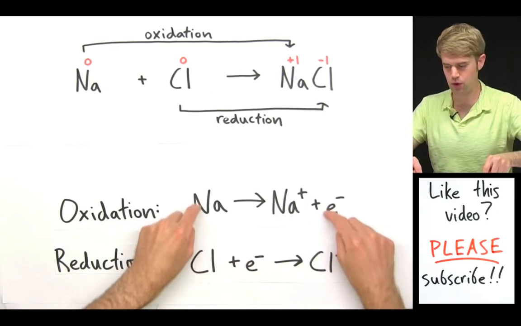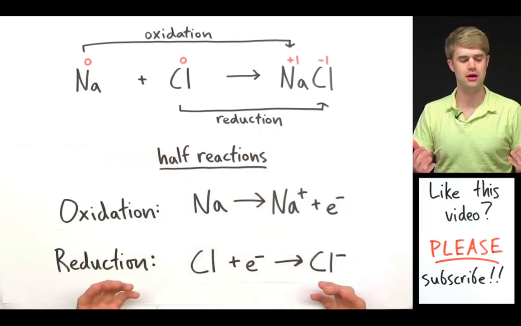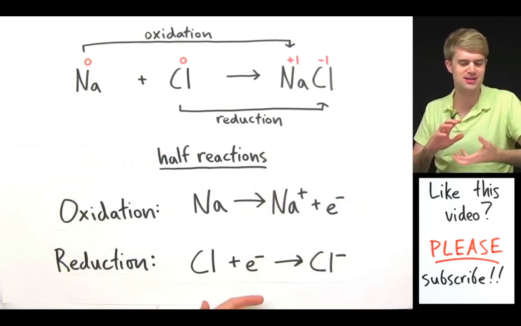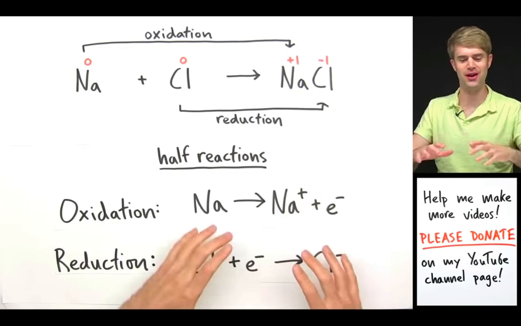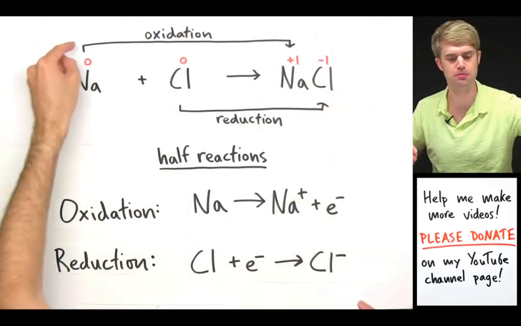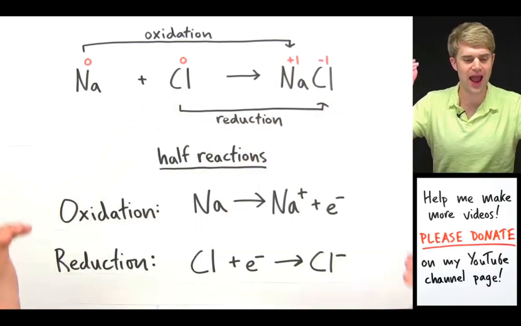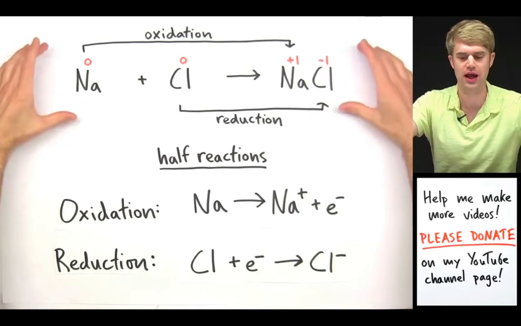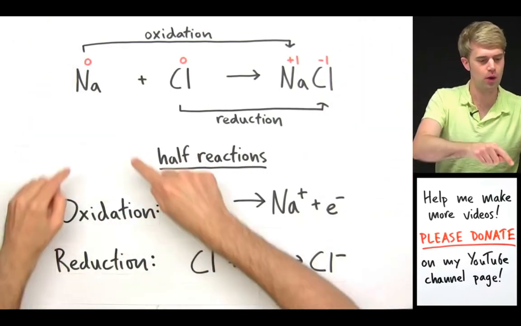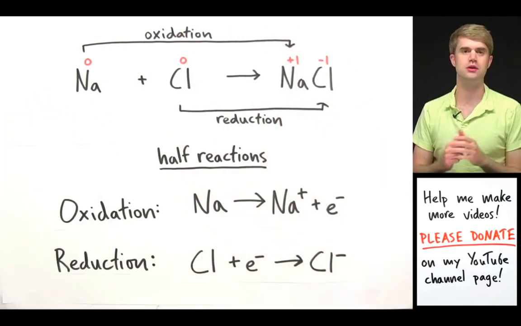Now, these two equations down here are called half reactions. They show either oxidation or reduction, and they're called half reactions because they each kind of tell half the story. You put them together, and you get the big picture reaction that shows both oxidation and reduction. So for every oxidation reduction reaction like this one, you can write two half reactions, one for the oxidation that takes place and one for the reduction that takes place.